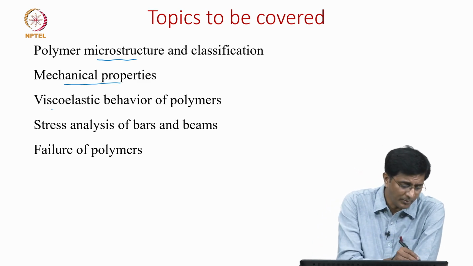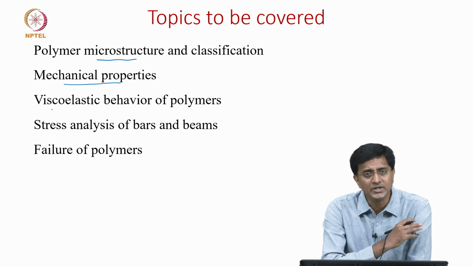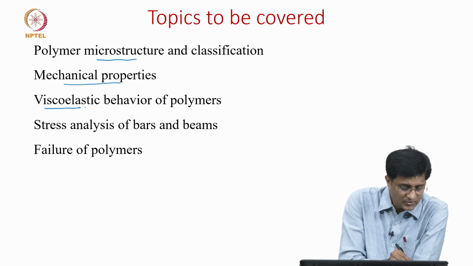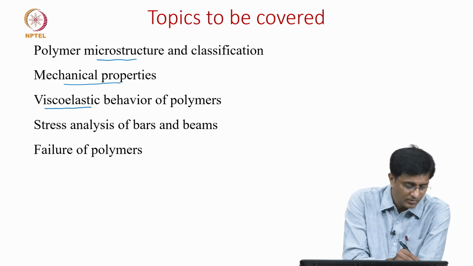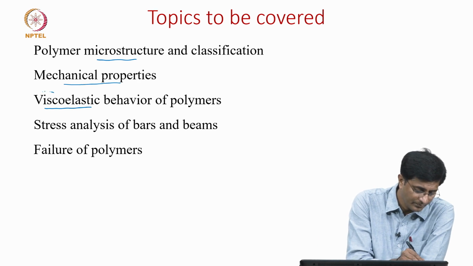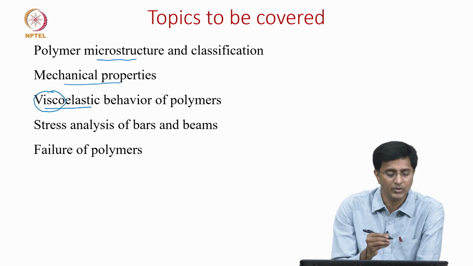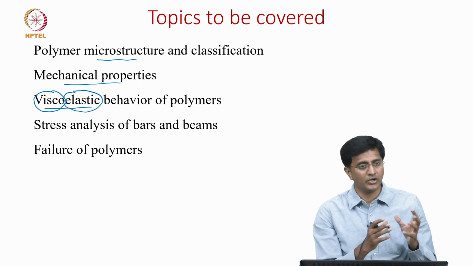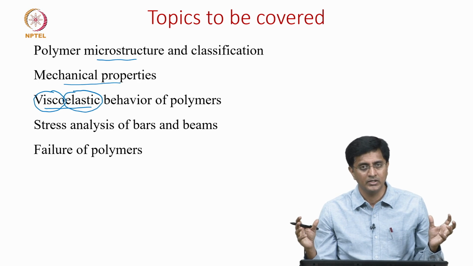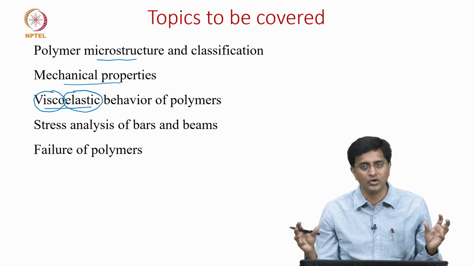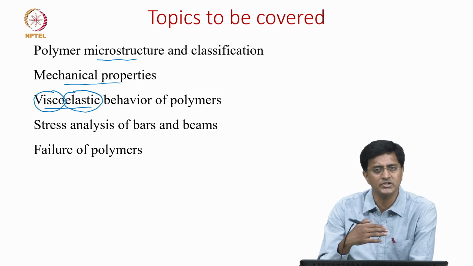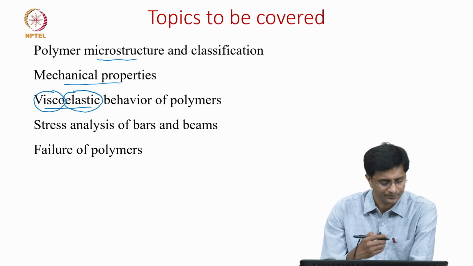Then we will go into the mechanics of polymers. Polymers have a very different behavior from regular metals. They display viscoelastic behavior, meaning visco means liquid behavior and elastic means solid behavior. So, they display the behavior of liquid as well as solid. It is neither completely liquid nor solid, but somewhere in between. This we call viscoelastic behavior, which is time dependent.